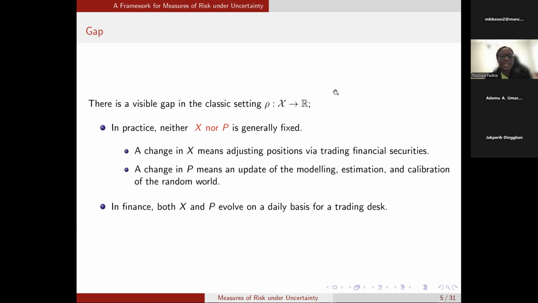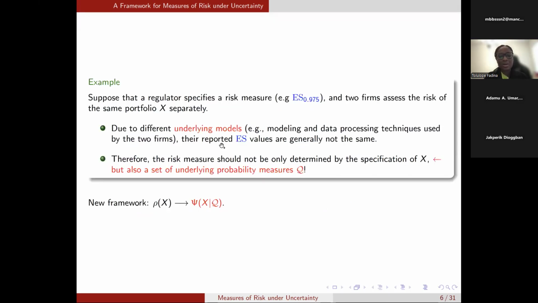So now I said here there is a visible gap, which is that in practice, neither X nor P is generally fixed. A change in X basically means adjusting the position in your portfolio. And a change in P basically means updating maybe the method that you use for calibration or for estimation. So in finance, both X and P evolve on a daily basis for a trading desk. But in the literature, we assume that P is fixed, but in practice, P is not fixed. And that is what we want to consider here.